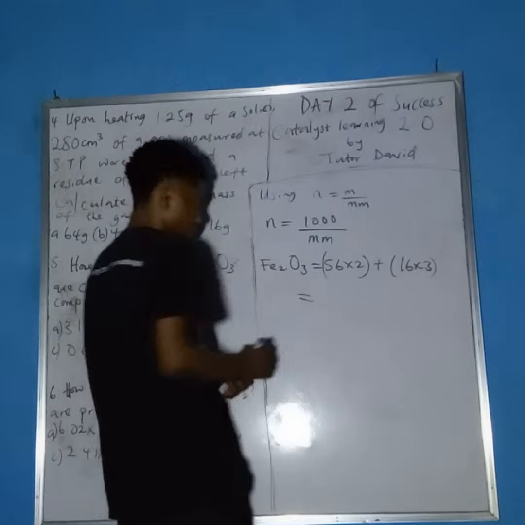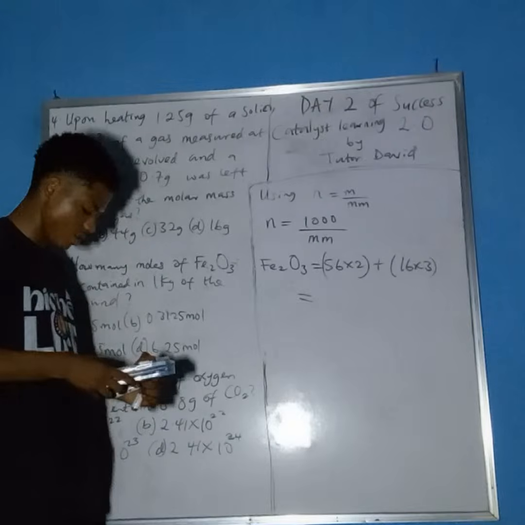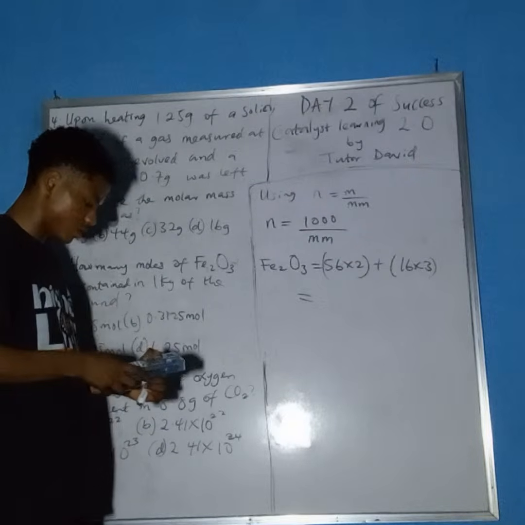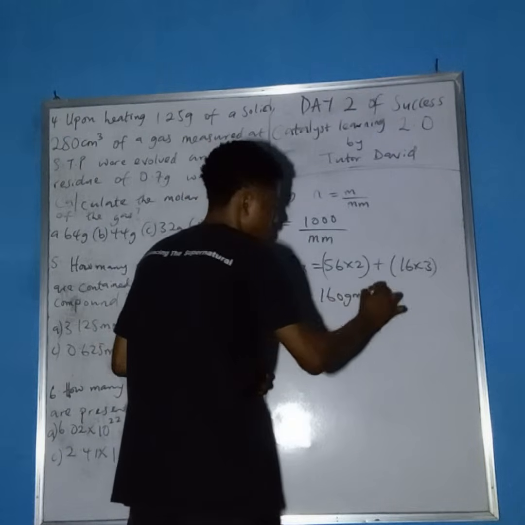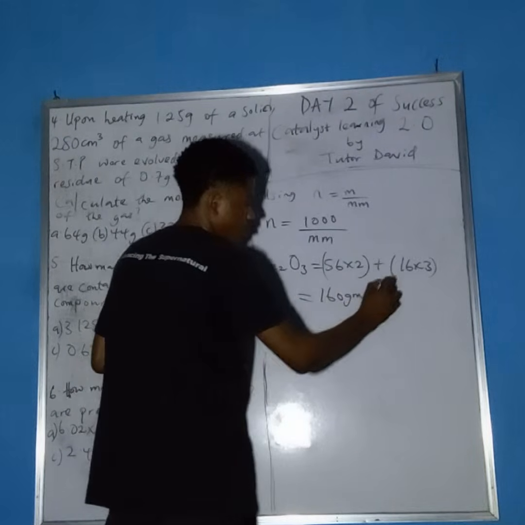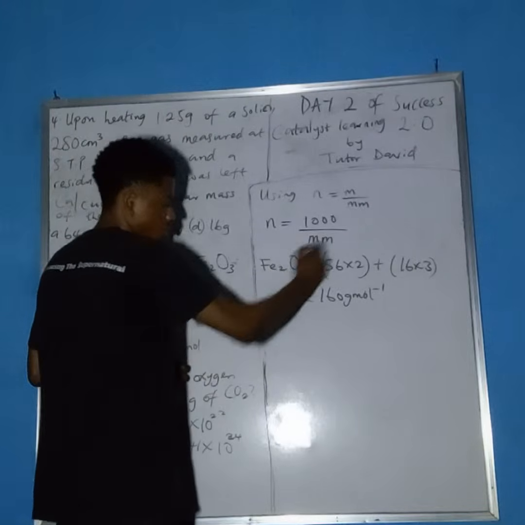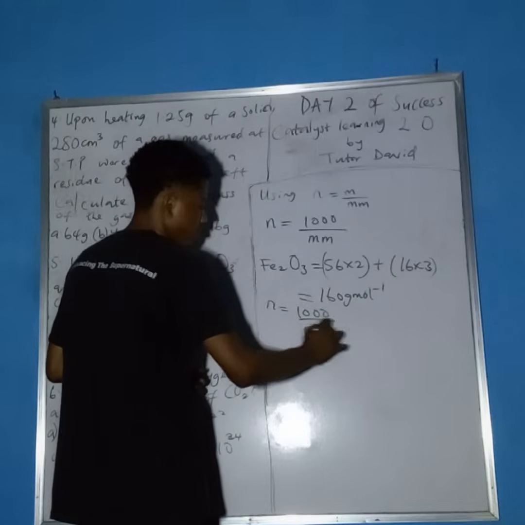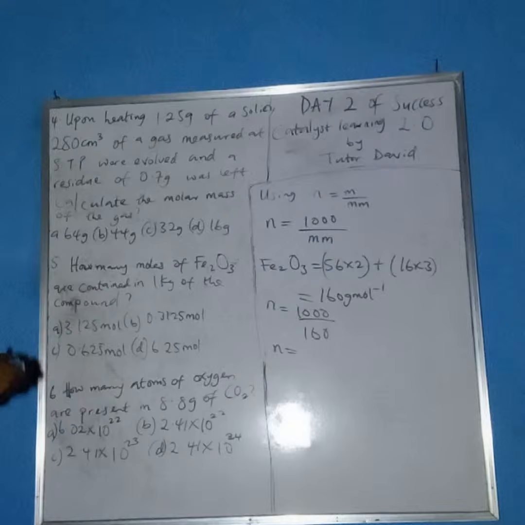So by doing that, it's 56 times 2, which gives us 112, plus 48. That's 160. So 160 gram per mole. Alright, that is our molar mass of this compound. So since we already know our molar mass, substitute: number of moles becomes 1000 divided by 160. So number of moles is 6.25 mole.